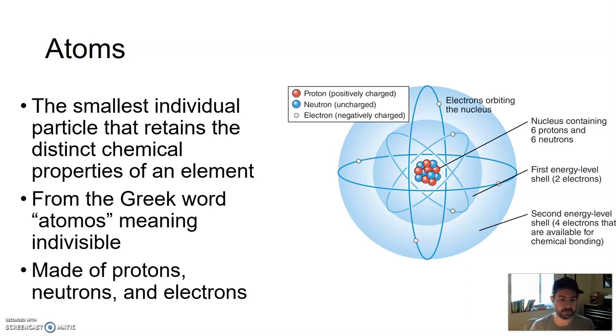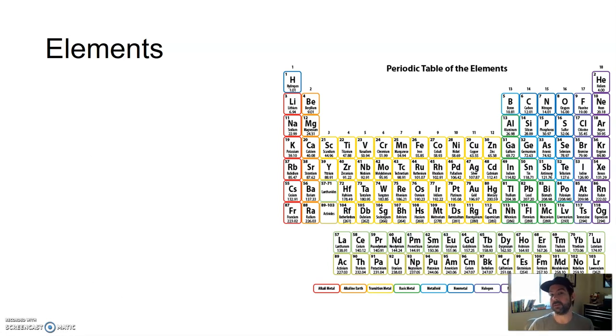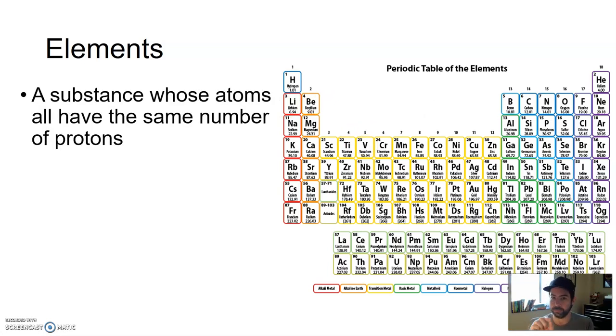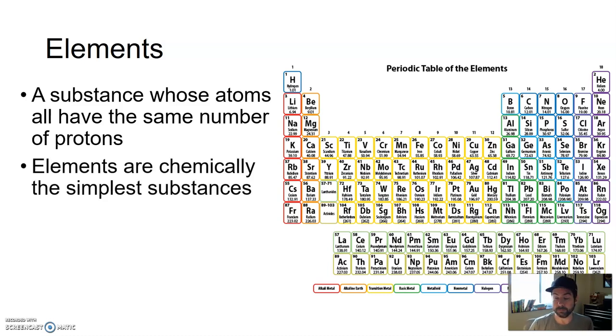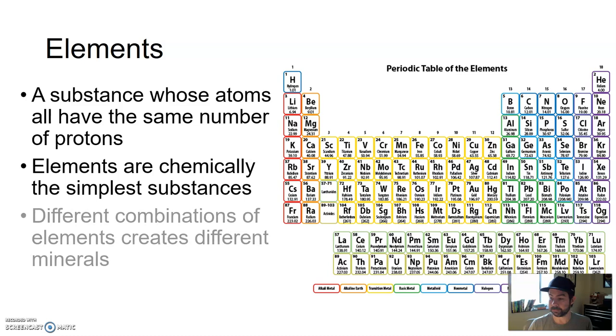And again, they're made up of protons, neutrons, and electrons. It's the differing number of protons which give us all the different elements on the periodic table. For instance, the element that has one proton is hydrogen, 2 protons, helium, 3 protons, lithium, and so forth. They also have different amounts of neutrons and electrons as well. But it's really the protons that define a specific element. So a substance whose atoms all have the same number of protons is a specific element. Elements are chemically the simplest substance in the universe.